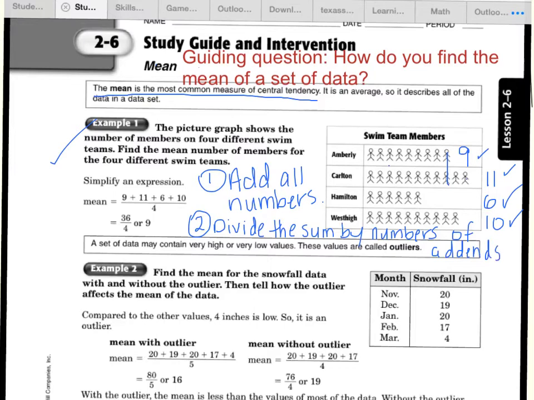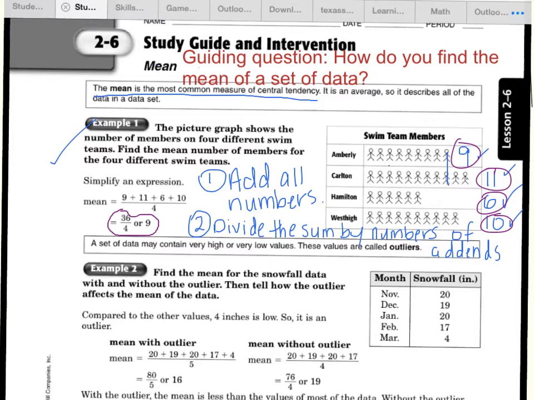Okay, so how many add-ins did you have? How many numbers did you add together? You had 9, 11, 6, and 10. That's 4 numbers. Okay, there's 1, 2, 3, 4 numbers you added together. So now you're going to take 36 and divide it by 4, and that equals 9. That is a very good number to represent how many members there are on each team. You can say there's about 9 on each team.